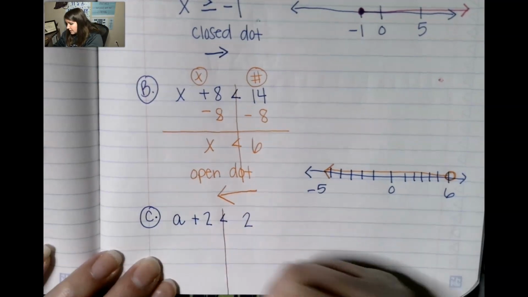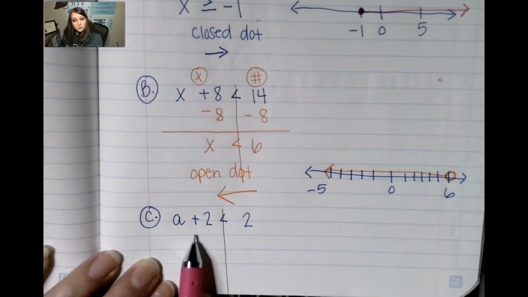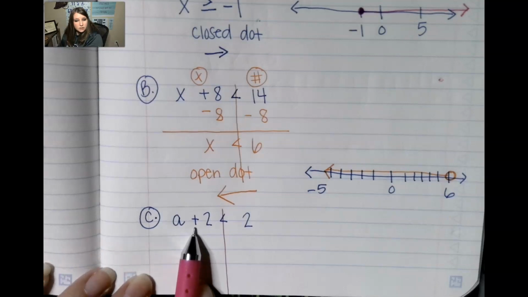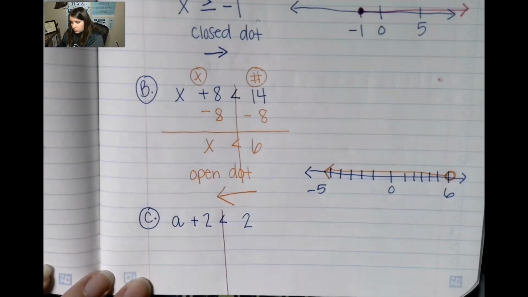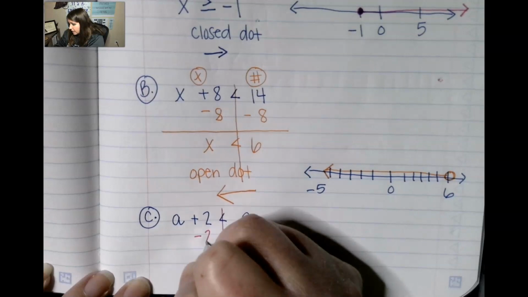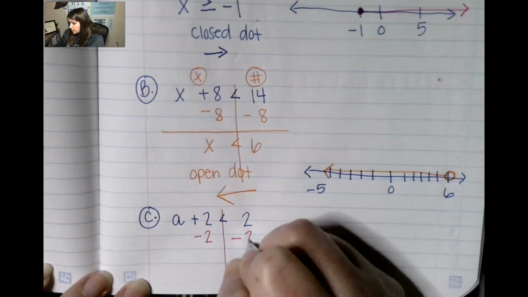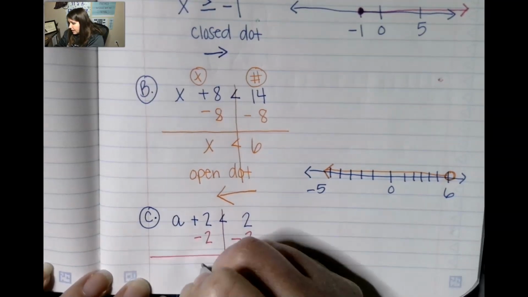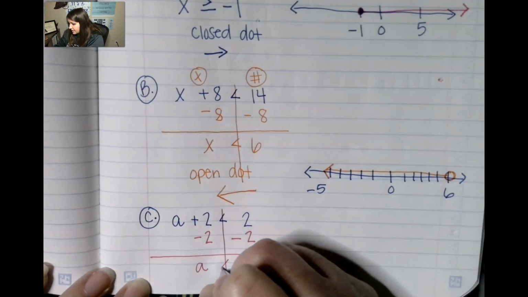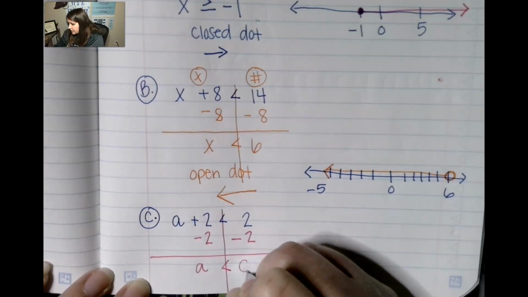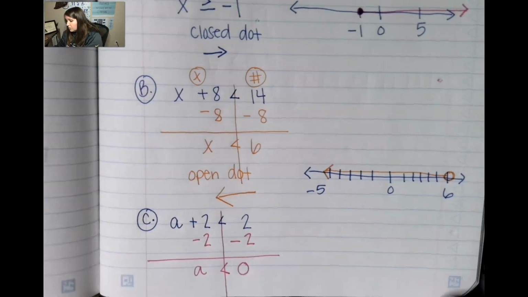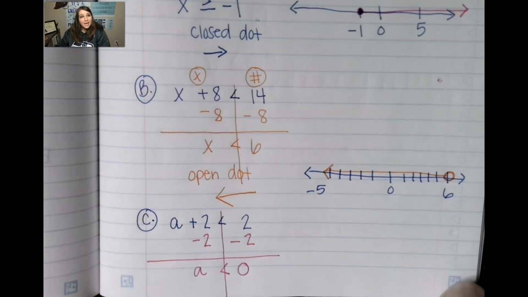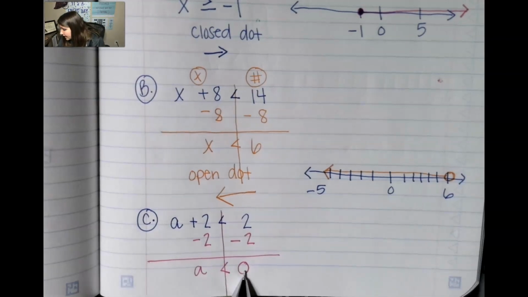Again, draw your balance line. We're solving by doing the opposite operation. So right now we're adding 2, so now we're going to subtract 2. Subtract 2. So A is less than 0. Ooh, a 0. We haven't done a 0 yet, so that's a good example to have. So A is less than 0.